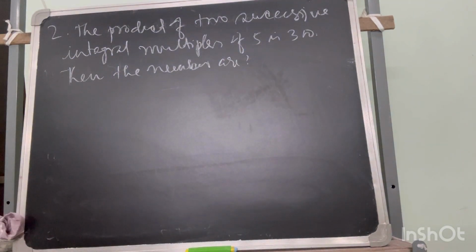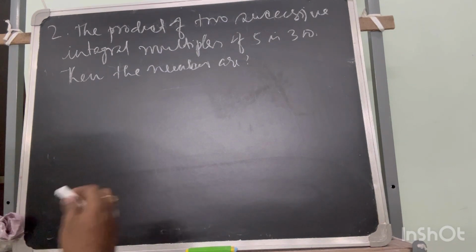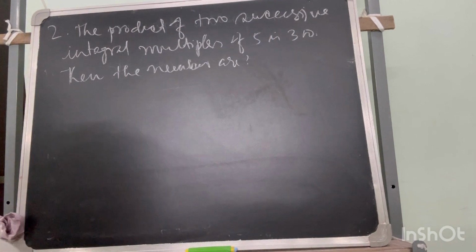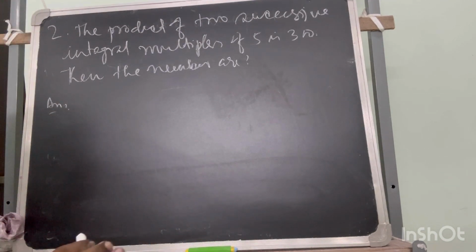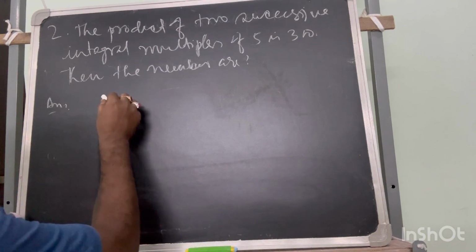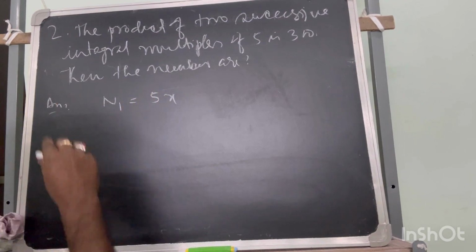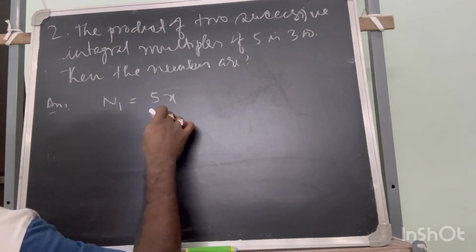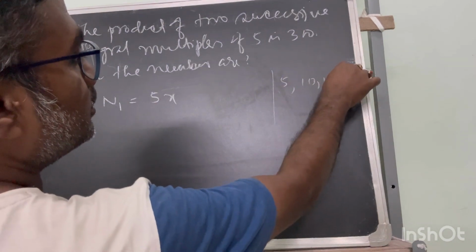The product of two successive integral multiples of 5 is 300. That means the numbers that I have to choose must be multiples of 5. Let's say the first number is 5x, that is a multiple of 5. But why am I taking x? Because that could be any multiple in between. There could be so many multiples, 5, 10, 15 and so on.